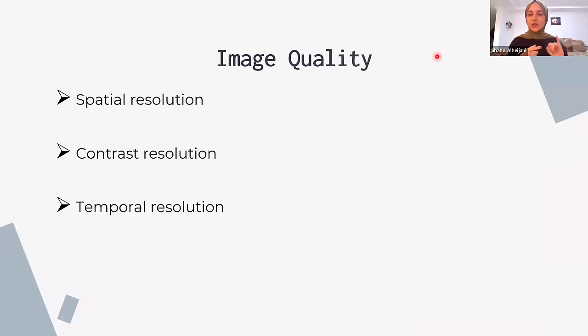Talking about image quality, we have three things to keep in mind when we talk about quality. You have the spatial resolution, you have the contrast resolution, and the temporal resolution. And when we talk about resolution, the resolution of any image is basically its clarity again. But you have different types of clarity.